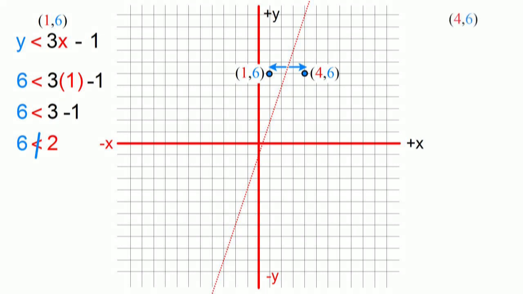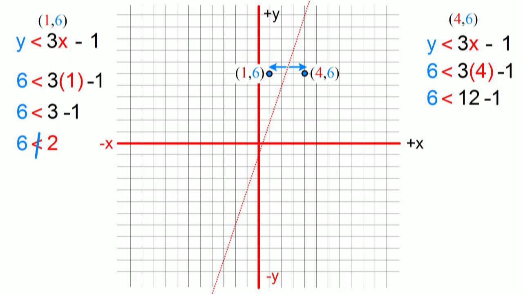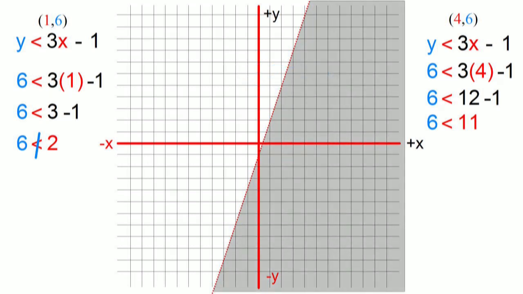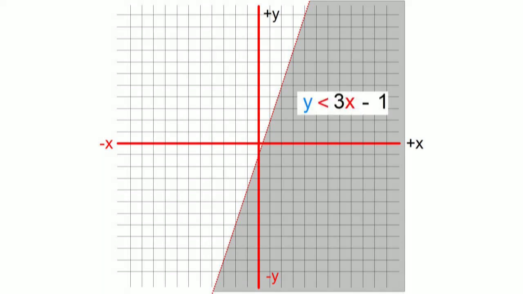The point (4, 6) is on the right side, so I'll check it. I plug in 4 for x and 6 for y. Again, the left side is already one number, so I have to do some arithmetic on the right side to simplify it. 3 times 4 is 12, and 12 minus 1 is 11. Now read the inequality to see if it's true or not. Is 6 less than 11? Yes, it is. So that means that all the points on the right side of the line will work to keep the inequality y less than 3 times x minus 1 always true.